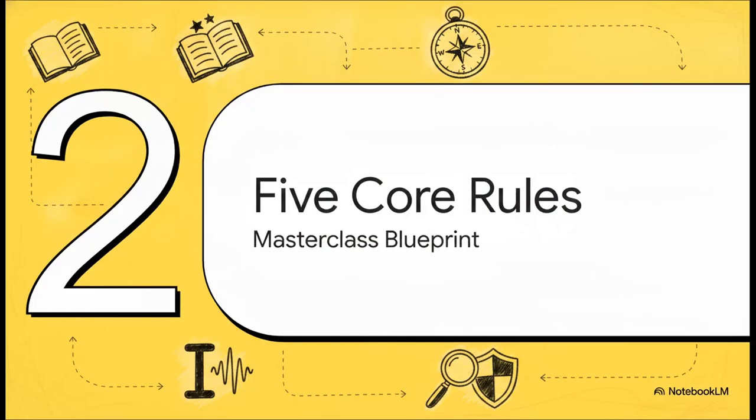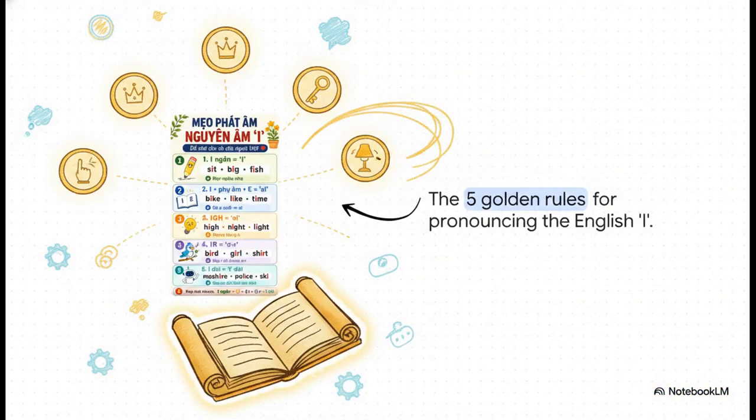Once you realize the I literally never works alone, the whole mystery just starts to unravel. Which brings us right to section 2, our 5 core rules. Think of this as your masterclass blueprint. Because this isn't just an endless guessing game. There is a complete, totally reassuring framework that strips away all that pronunciation anxiety. There are exactly 5 distinct structured ways to conquer this vowel. No more, no less. Just 5 golden rules that will unlock almost every single I you're ever going to encounter in everyday English.